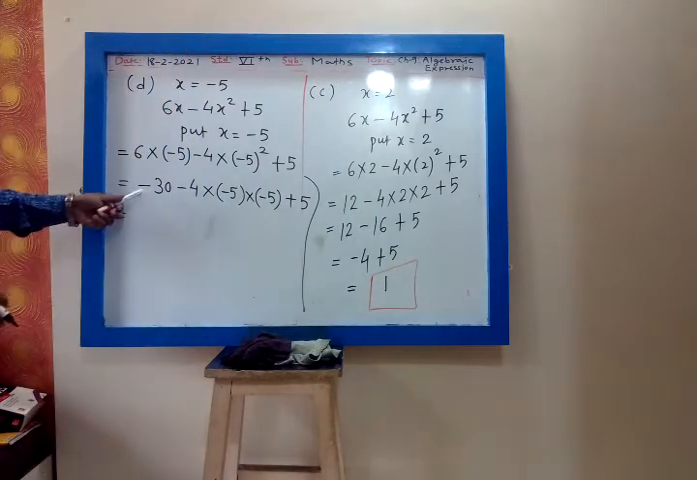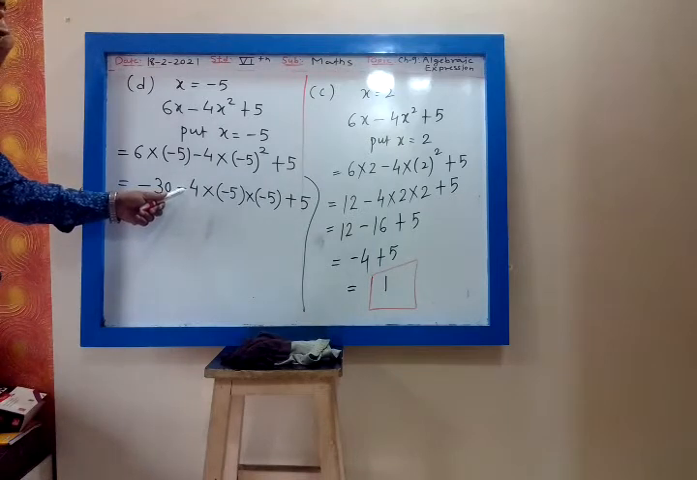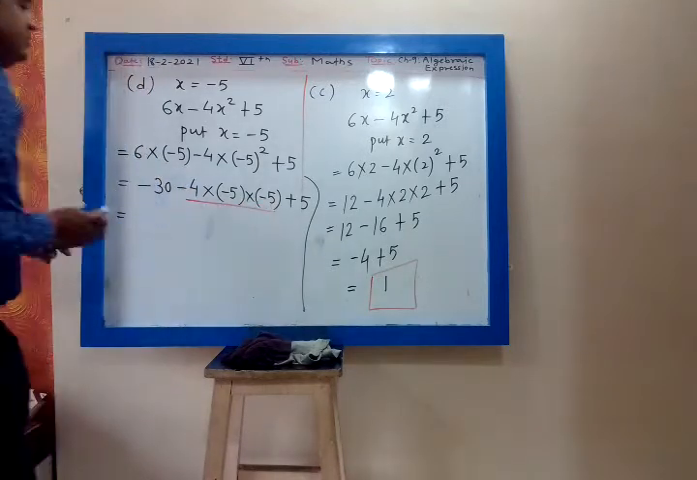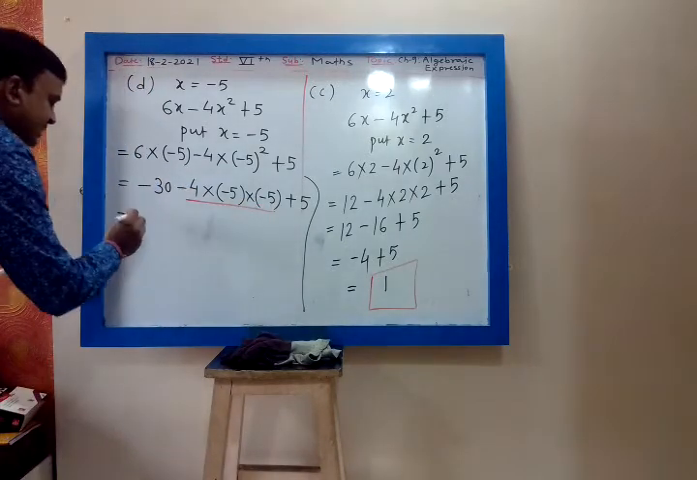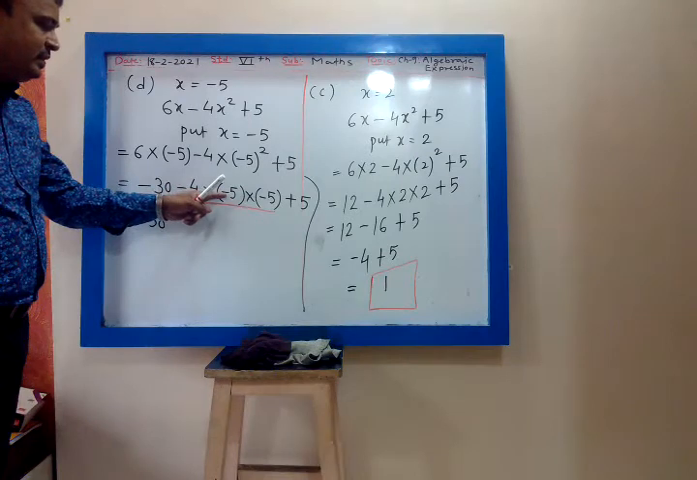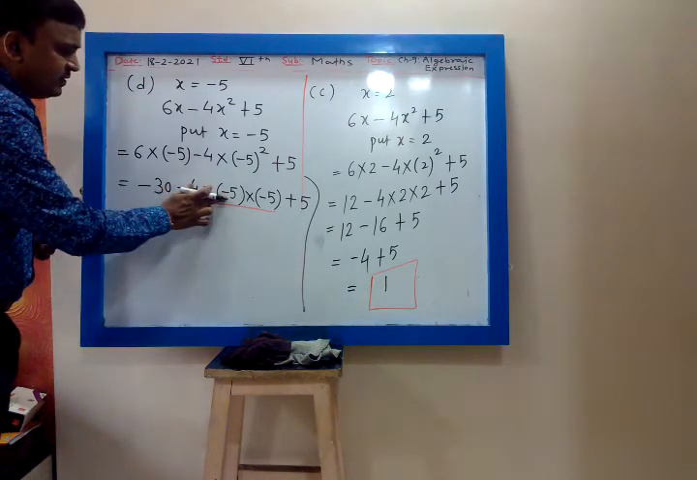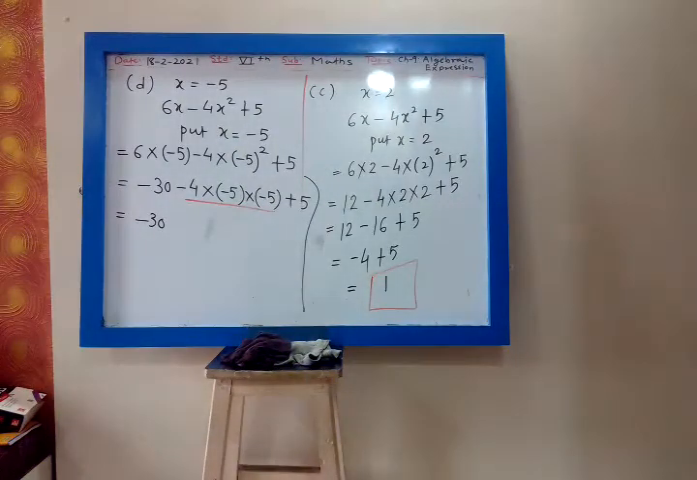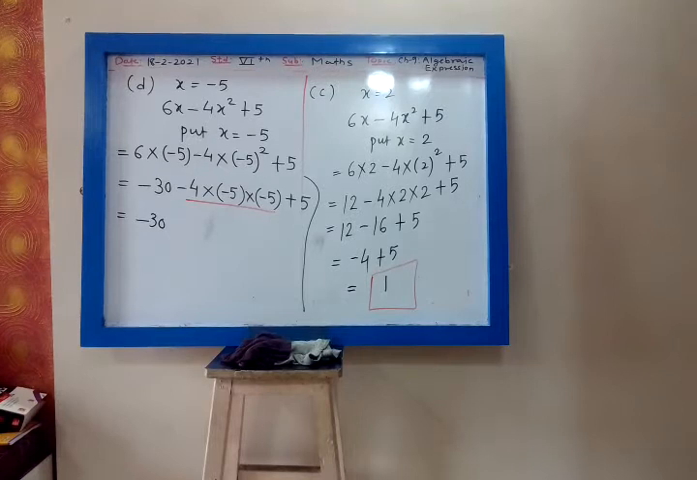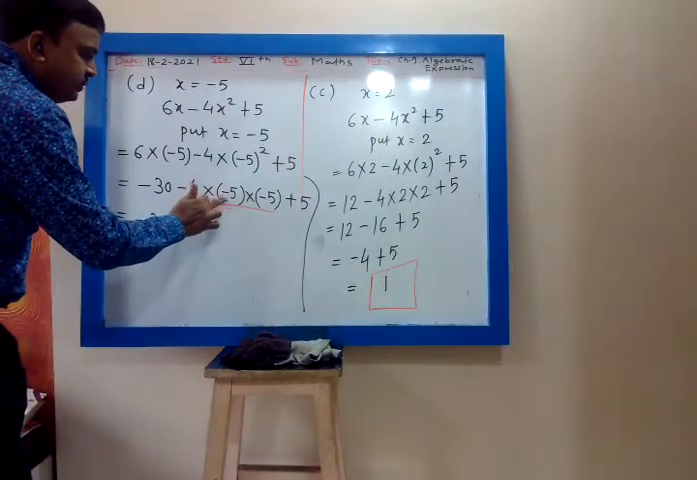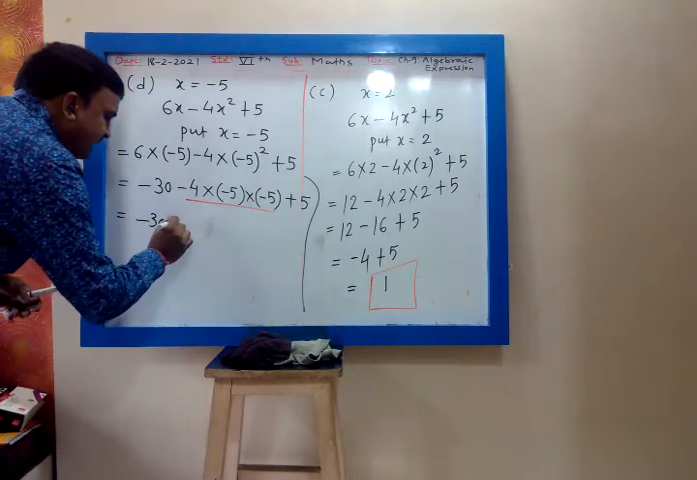So again minus 30, and minus 4 I will not simplify, because first I have to perform this multiplication. So minus 30 we keep as it is. Now multiply. Minus into minus. What is minus into minus? Plus. Minus into minus plus. Plus into minus, minus. So the final sign is minus.